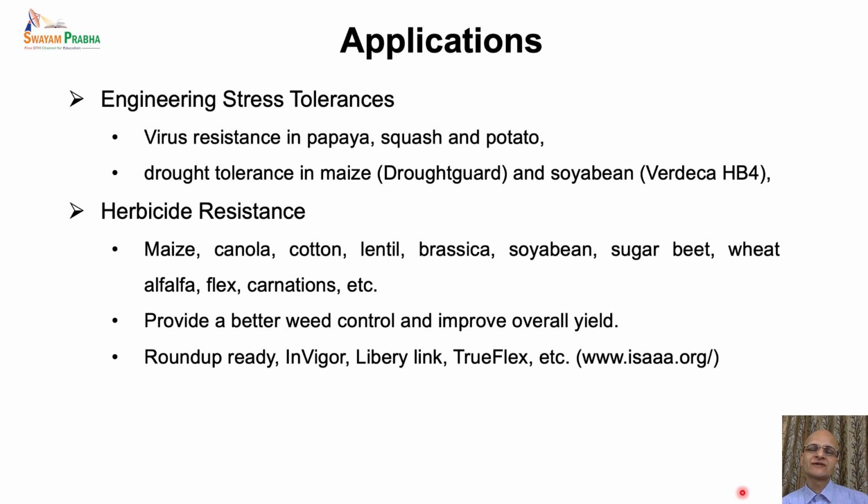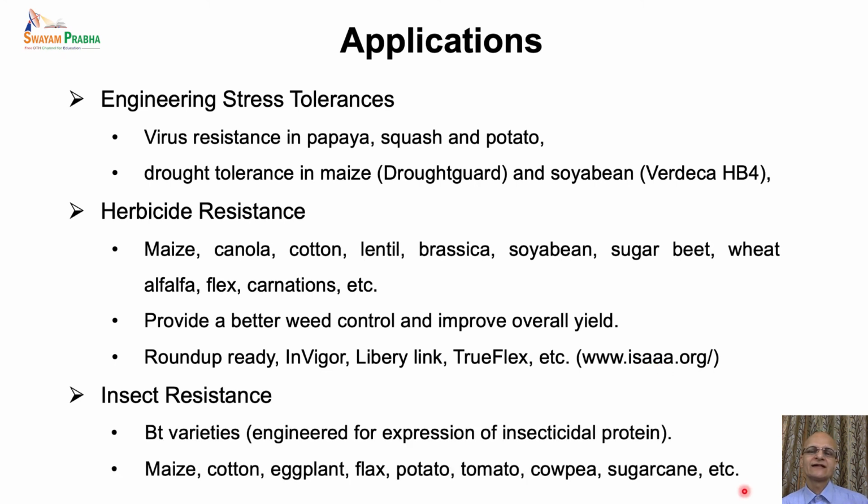Several commercial cultivars of herbicide resistant crops are available in the market, like Roundup Ready for alfalfa, and InVigor, LibertyLink, or TruFlex for canola. Similarly, many other cultivars have been approved or are in the process of approval, like Navigator for canola, Glytol for cotton, and so on. For more information regarding this, you may visit the GM, or genetically modified organism, approval database, which is hosted by ISAAA, the International Service for the Acquisition of Agri-Biotech Applications.